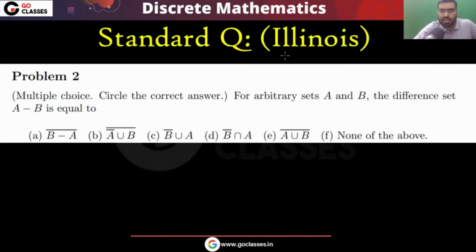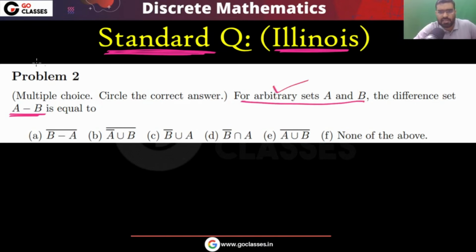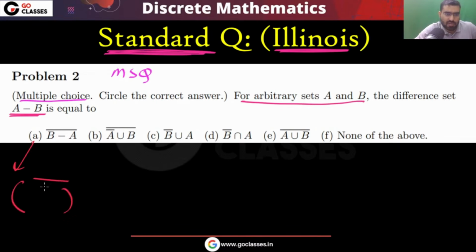This is a standard question from Illinois University. You can try this also. This is a multiple choice question, basically an MSQ. Can you tell me the answer? You have arbitrary sets A, B. What is A minus B equal to? Look at option A: it is the complement of B intersection A complement, right? Yes or no? Because we already know this.